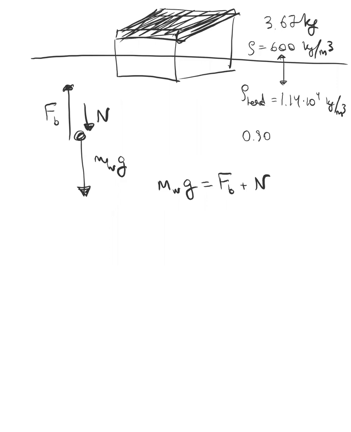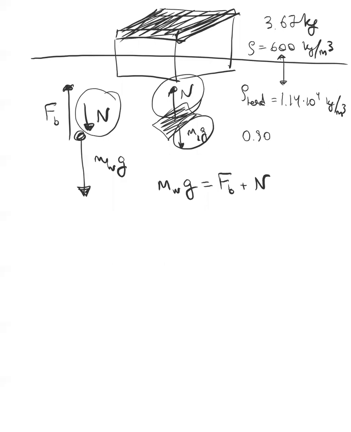Now let's think about this normal force. What's the normal force? Well, if you think about it from the point of view of the lead plate, this lead experiences two forces. One is the normal force from the wood. Another one is mass times gravity of the lead. So the normal force must be equal to mass of lead times gravity. So I will write that here. Mass of wood times G is buoyant force plus mass of lead times G.